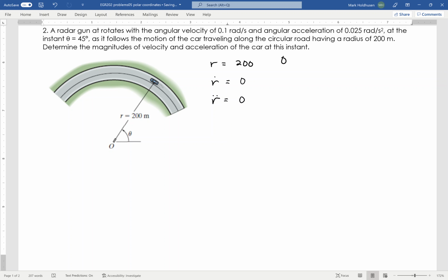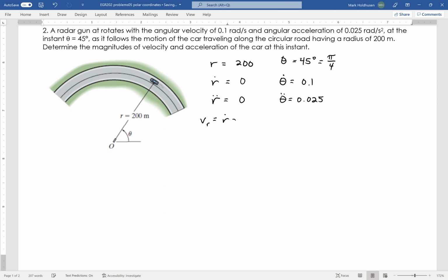Looking at theta, we're going to start with theta. Theta is 45 degrees, but unfortunately I need to do this in radians when I'm dealing with polar coordinates, which would be pi over 4, right? Theta dot is given to me as 0.1, and theta double dot is also given to me as 0.025. So now that I've got all these, I can go ahead and calculate my velocity.